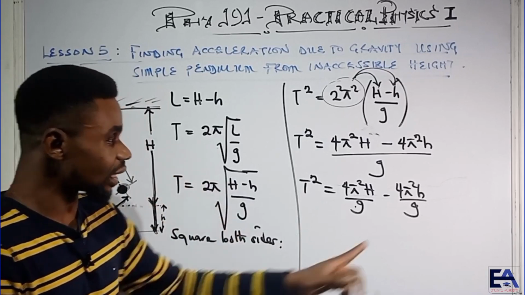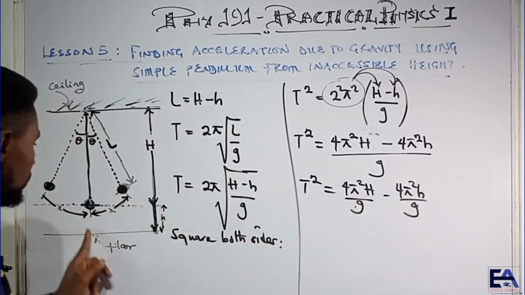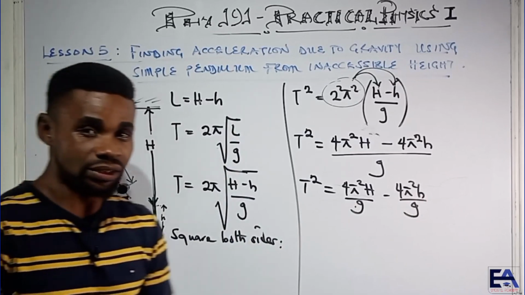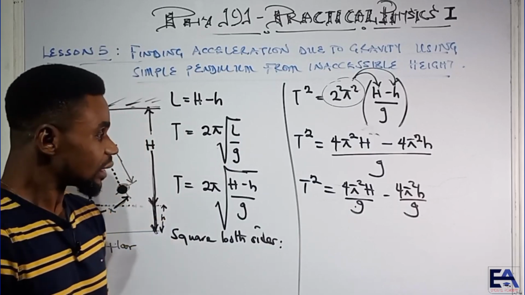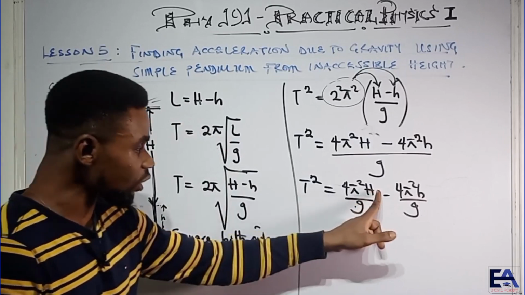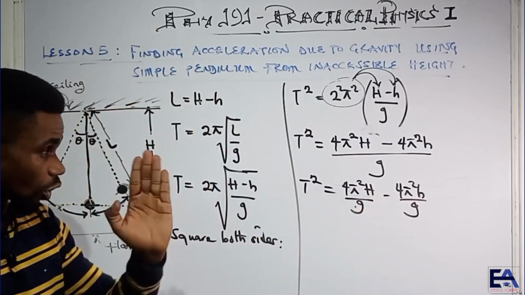And another thing that is changing is the height above the ground, because the length of the thread is shortening and that height will be increasing. Okay? Now, what else changes? Nothing else changes, because the height of the room is fixed, is constant.